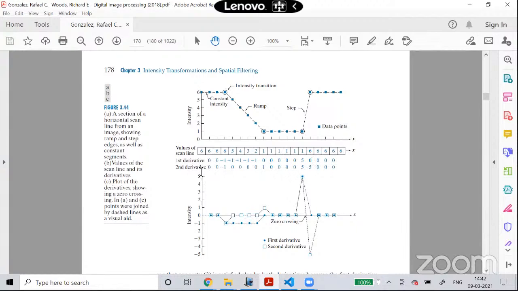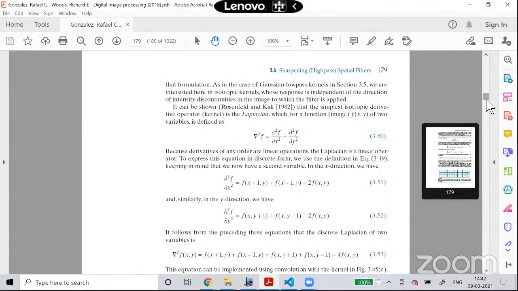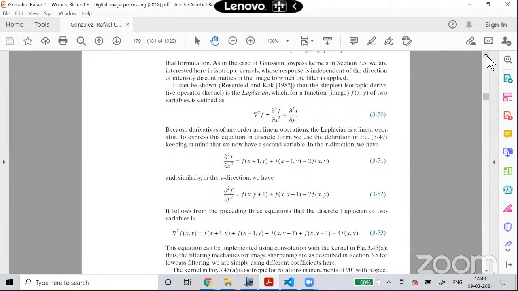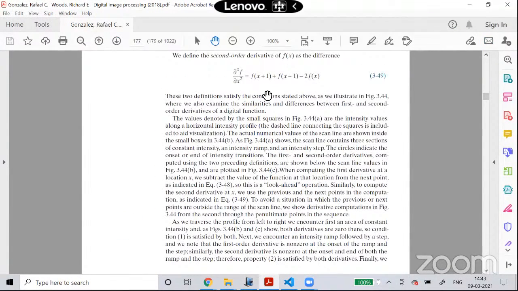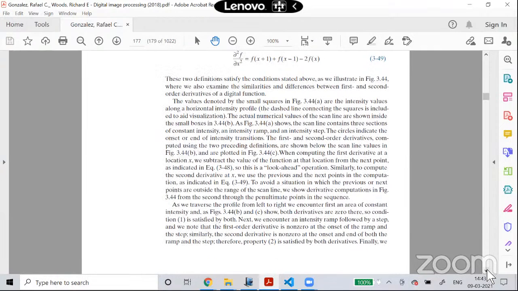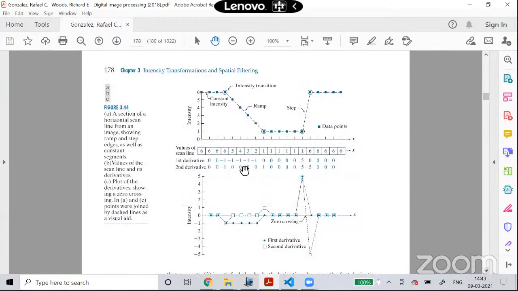How are the second derivatives calculated? In finite differences, there is a formula for the second derivative also. This is in 2 dimensions, but I want to show you the 1-dimensional form here. This is the finite difference in 1 dimension: f(x+1) plus f(x-1) minus twice f(x). This is the second order derivative in the theory of finite differences. So that is exactly what is done here.